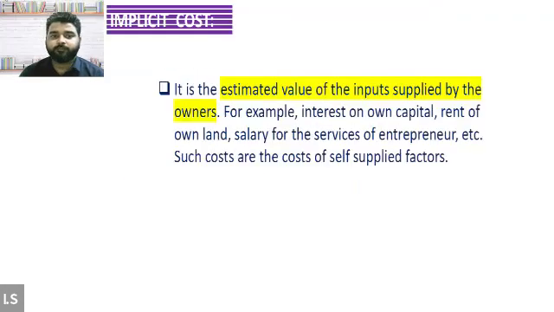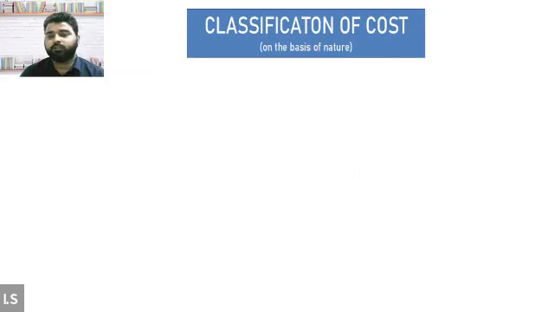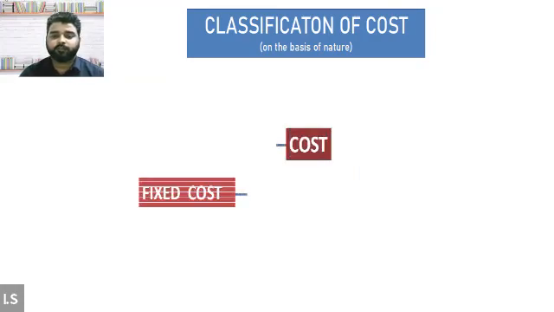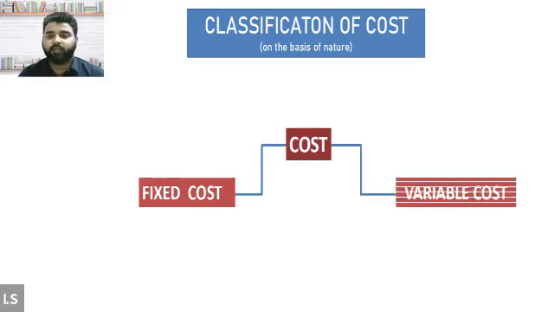After that, we also understood the different types of cost on the basis of nature. On the basis of nature, we have two types of cost: fixed cost and variable cost. Fixed cost means the cost that does not change with the change in the level of output, and variable cost means costs that keep on changing with the change in the level of output.